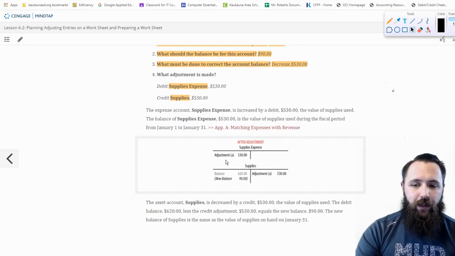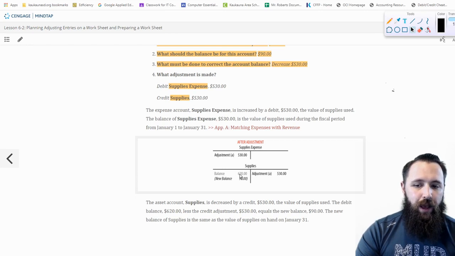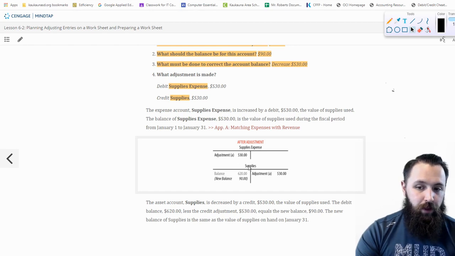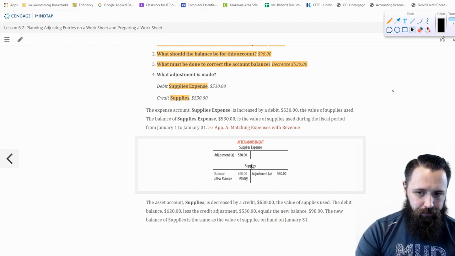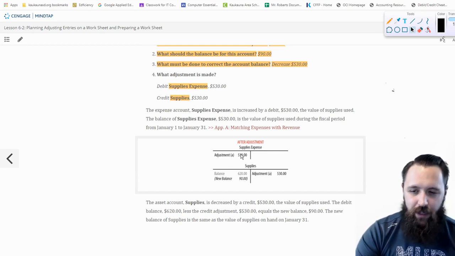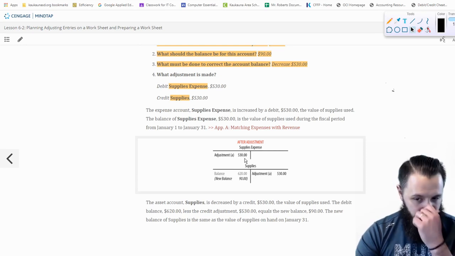Then we can see exactly how it's adjusted here. The adjustment, you see here, is going to bring it down. It's going to debit it by $530. What's going to happen? Well, $530 will be our new supplies expense balance. Then for supplies down here, supplies expense is being debited and it's being increased. I thought that was supplies, my bad. Supplies expense is being debited because it's being increased here.